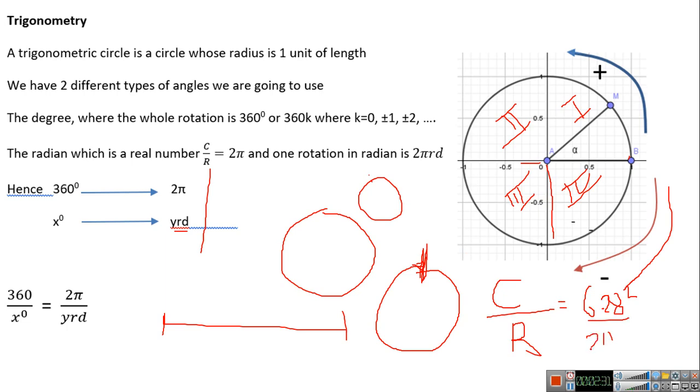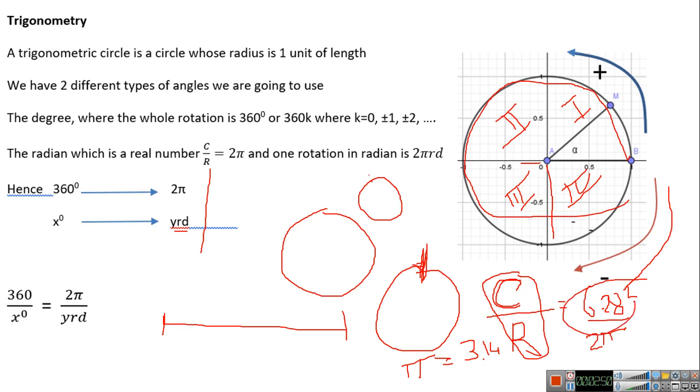So 2 pi, for example, and the pi will be what? Half of it, which is 3.14. Because we're dividing the circumference by the radius, it's a relation with the circumference. So instead of saying 360 degrees, I can say that this whole rotation is 2 pi, which is 6.28.